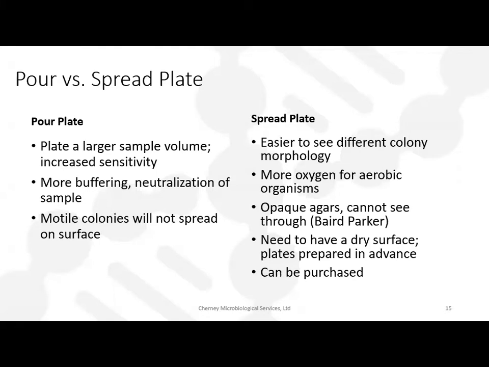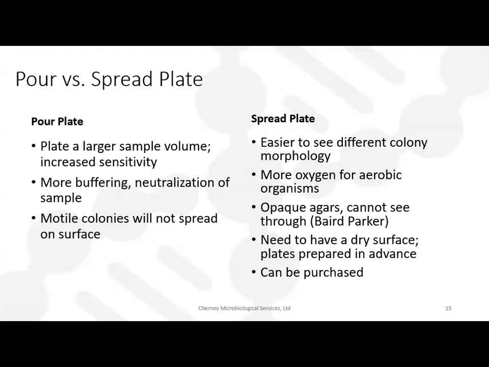As far as a spread plate, it's much easier to see different colony morphology with the growth that just is on the surface of the plate. You'll have more oxygen present for aerobic organisms. It's very helpful for opaque agars. If you're familiar with Baird-Parker, it's a very opaque tan color and would be hard to see through if you set that up as a pour plate. So those are typically done as spread plates.